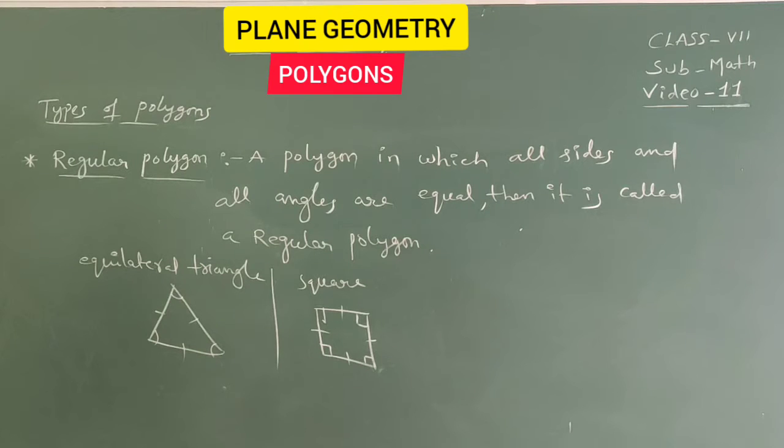Okay, regular pentagon means 5 sides are equal and 5 angles are also equal. Regular hexagon means 6 angles and 6 sides are equal. Regular septagon means 7 sides and 7 angles are equal. In this way, we can give the names for that. Regular means all sides and all angles are equal.